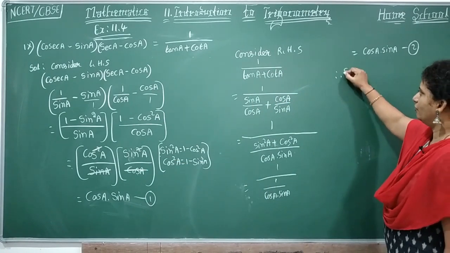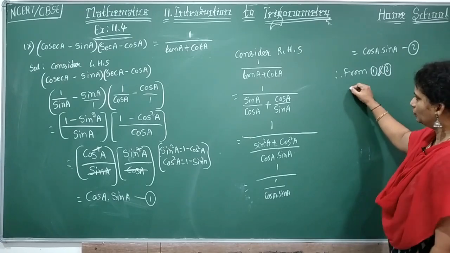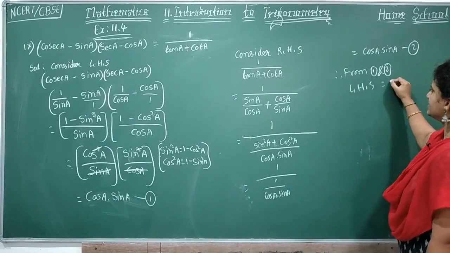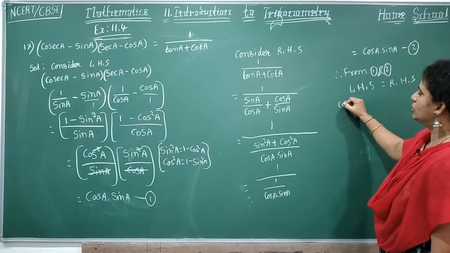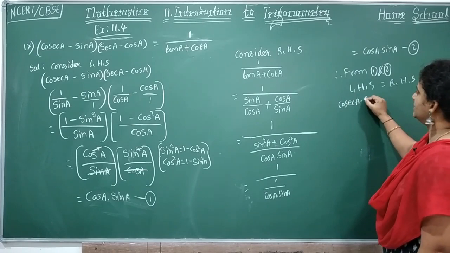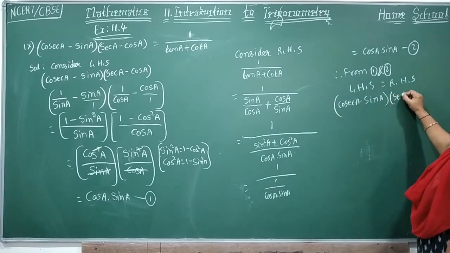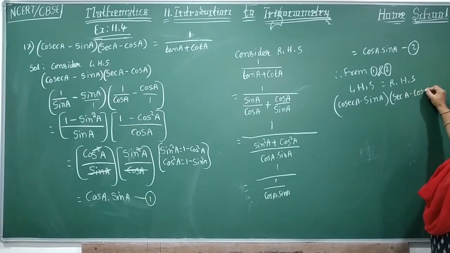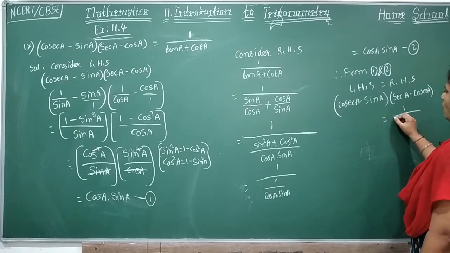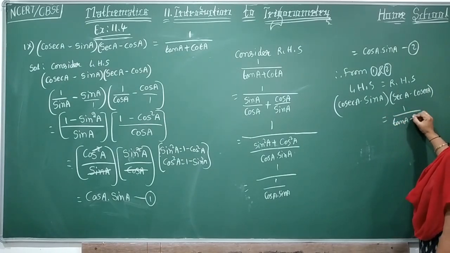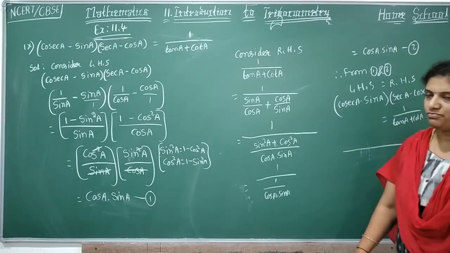Therefore, from 1 and 2, LHS is equal to RHS. What is that, children? Cosecant A minus sin A into secant A minus cosecant A is equal to 1 by tan A plus cot A. Okay. Finally, hence it is proved.